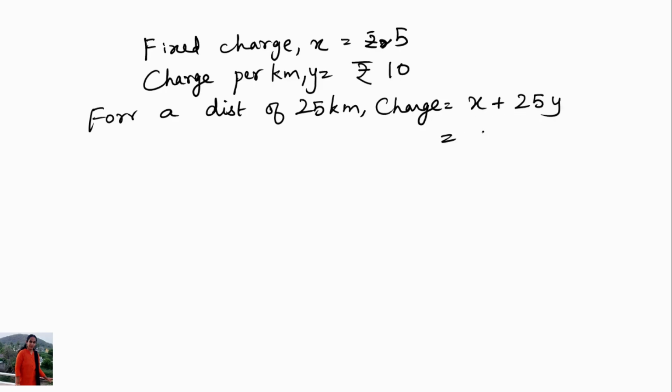So x is here 5 plus 25, y is nothing but 10. So 5 plus 25 into 10 is 250, so it is 255. So for 25 kilometers, they get the charge 255. Okay, so I hope you can understand. Let me go to the next problem.